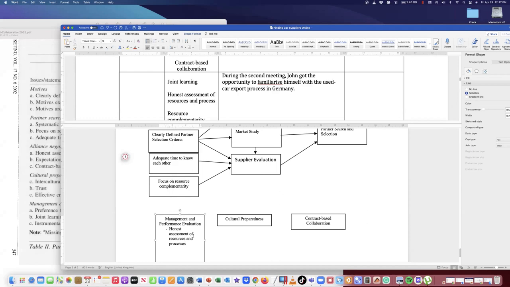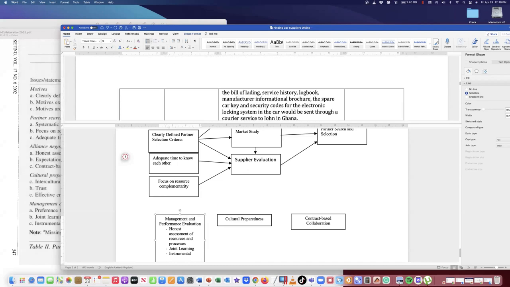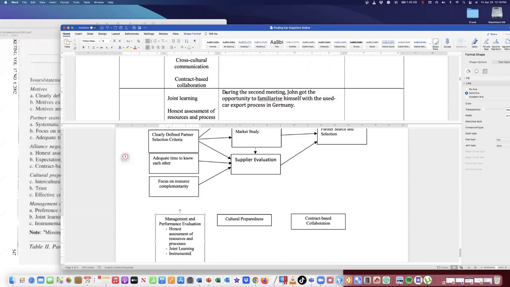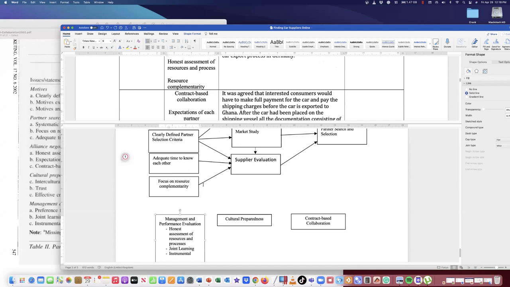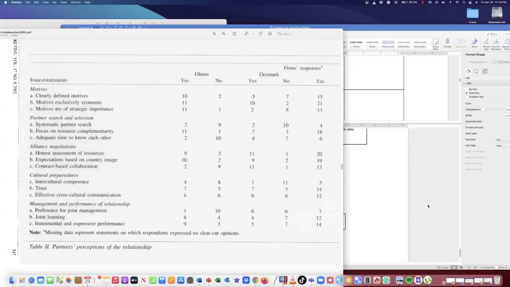And then what again? Honest assessment of resources and improvement. Then you have resource and complementarity. It's already gone there. Honest assessment, then you have got joint learning. Is that not true? Then instrumental. The people who are helping me have now occupied, or they have left. An expressive performance. Is it expressive performance? Yeah, an expressive performance.